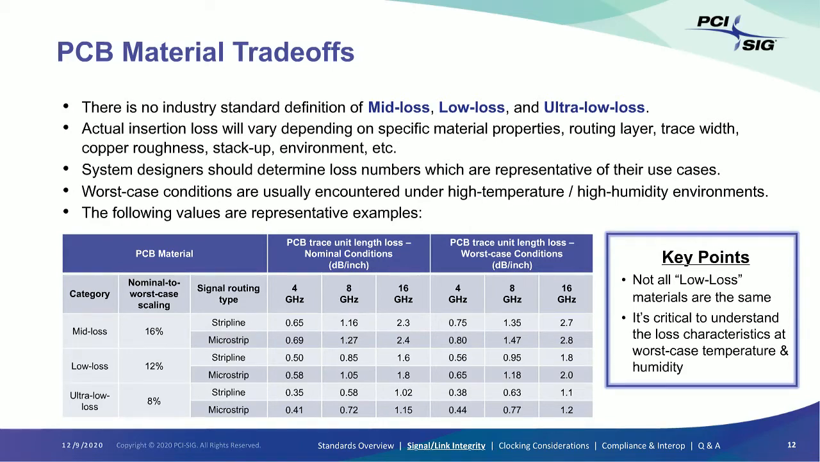So if we stand back and look at this table and maybe zoom in on the 16 gigahertz column for worst case conditions, when you look at low loss and ultra low loss materials that are likely to be used for Gen 5 designs, we're essentially dealing with between 1.1 dB per inch and 2 dB per inch loss characteristics for these materials at Gen 5 speeds. So that's essentially the parameters that we're dealing with. And again, your specific PCB materials may have different characteristics and properties, but this is a representative example.